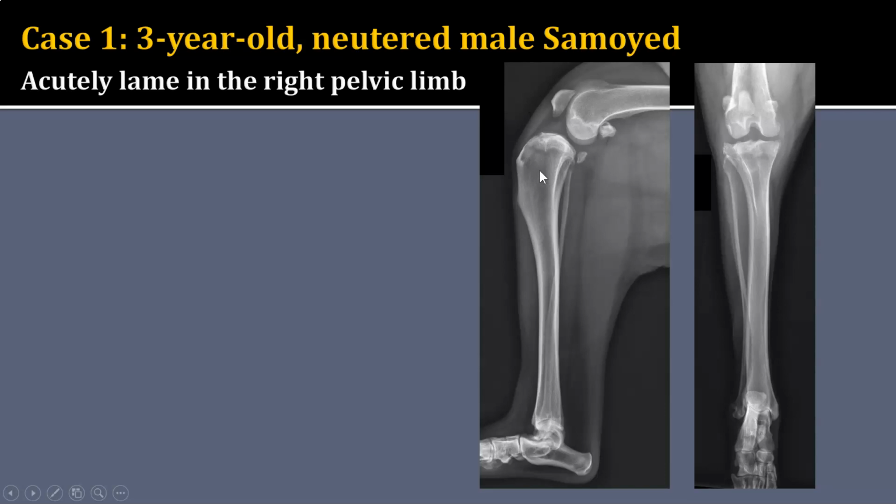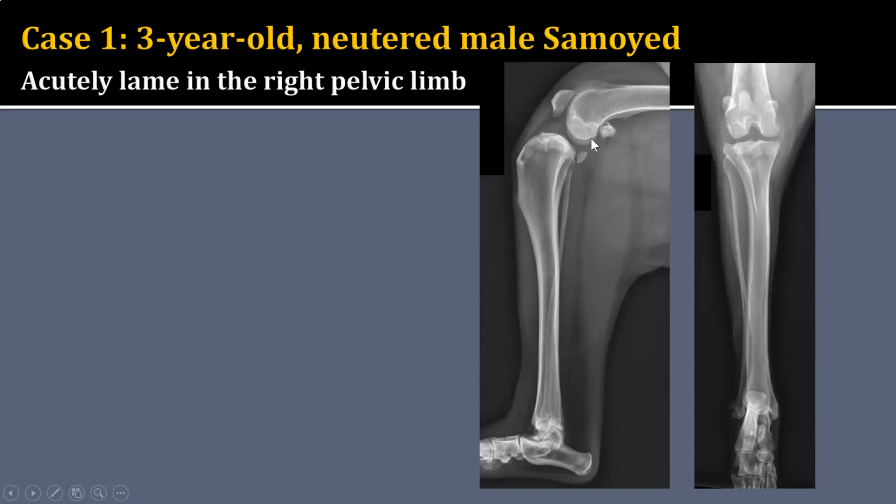So I know that this process has been going on for a while because there is some osteoarthritis and there has been enough time for changes to happen at the insertion of the cranial cruciate. So this is actually a stifle with chronic disease of that cranial cruciate ligament. So that cruciate ligament has likely been degenerating.